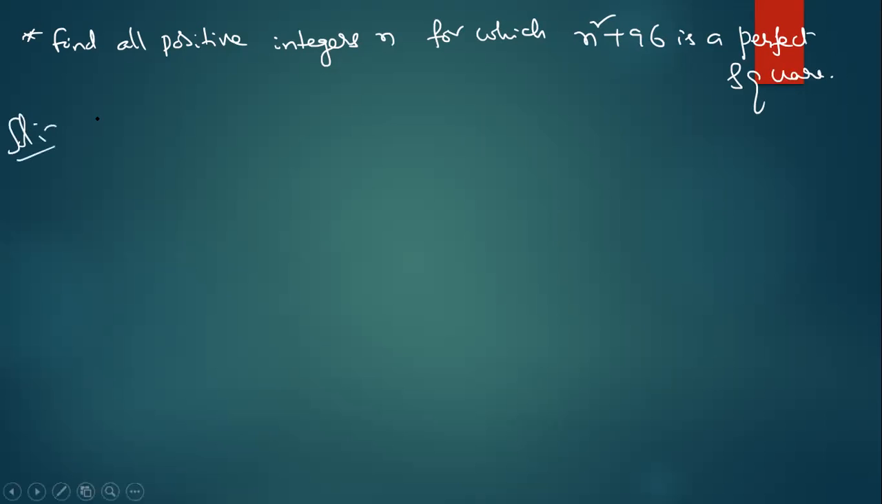So for all positive integers, n can be 1, 2, 3, 4 and so on. An iterative method is possible, putting n equal to 1 and checking whether it is a perfect square or not, but checking every n is not possible. Now, n square plus 96 is a perfect square means it is in the form of k square. Is it okay or not?